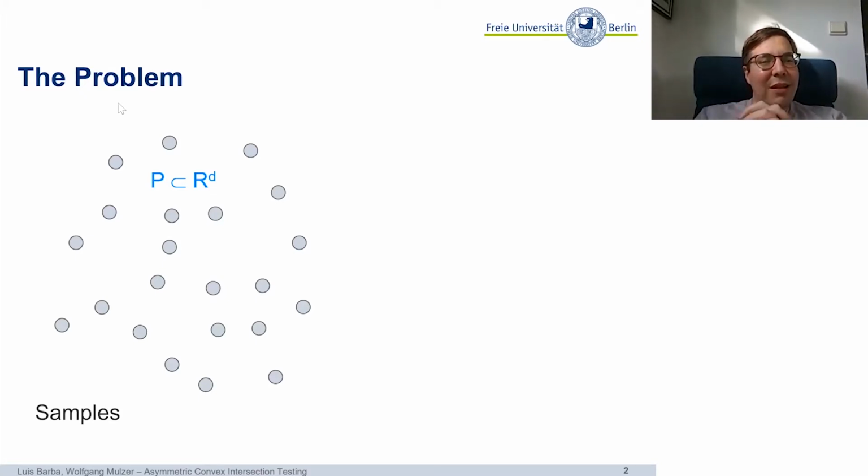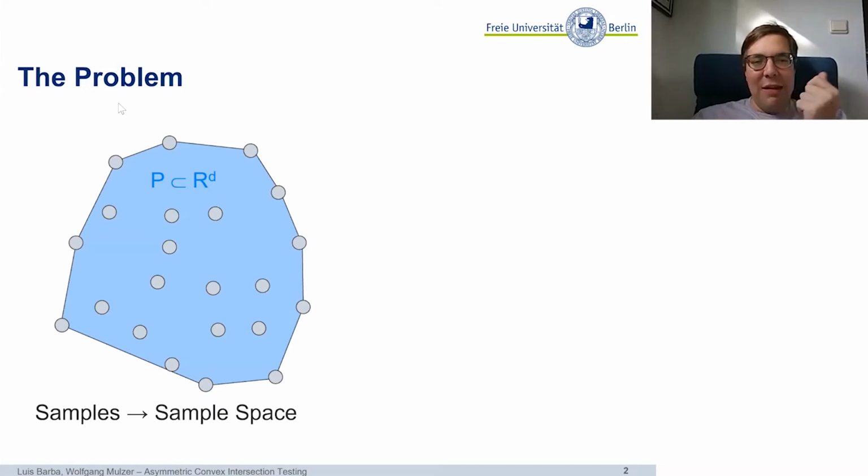So we are given a point set P in high dimensions, D dimensions, where D is high but constant, say 100. And we consider these points to be samples. And these samples define a sample space. And since we're doing computational geometry, the sample space, the space of all the samples, or that is spanned by the samples, is just the convex hull of the point set. So here we see a two-dimensional example, but of course it could be in high dimensions.